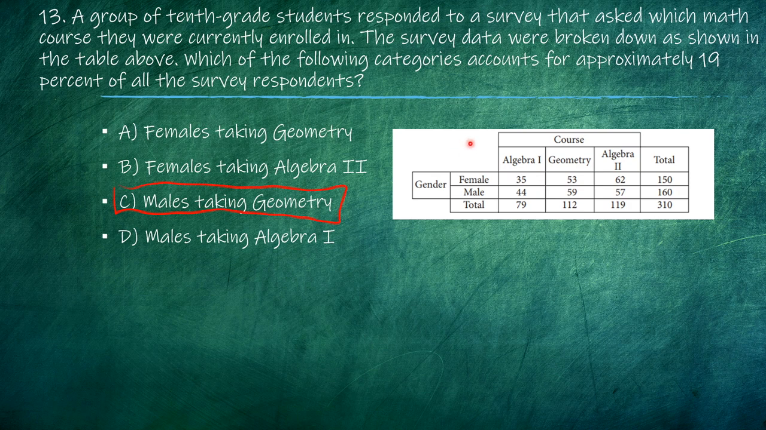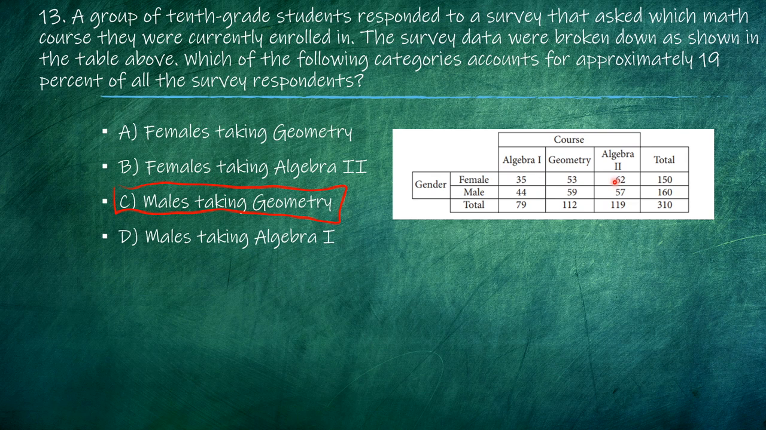To solve this question, we first have to understand this whole table. What this table is saying is that the first box is telling us that there are 35 female students taking Algebra 1. This box, 44 male students taking Algebra 1. And in total, there are 79 students taking Algebra 1, as the sum of these two numbers. And on this box, we have 53 female students taking Geometry with 59 male students taking Geometry. Total of 112 students taking Geometry.